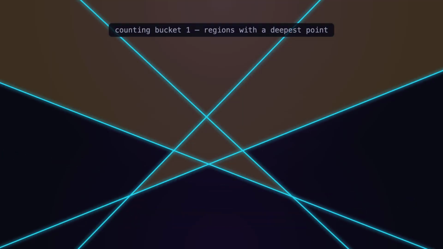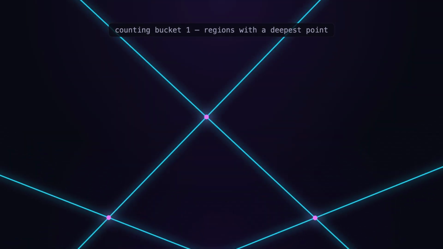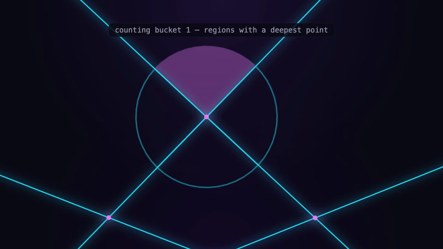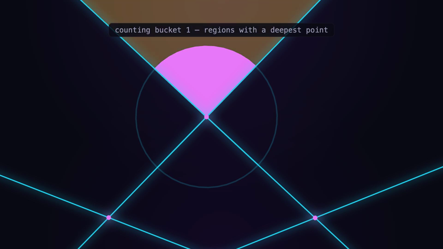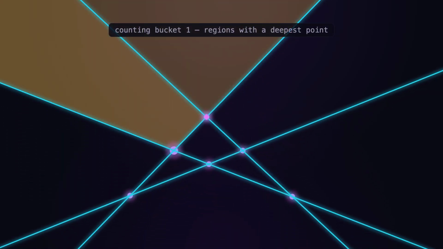First bucket. How many regions have a deepest point? Here's the trick. Don't count the regions. Count the intersection points. Pick any point where 2 lines cross and zoom in. The 2 lines make 4 wedges, and exactly one of them opens upward. The region sitting in that wedge has this exact point as its deepest, and that works at every intersection point.